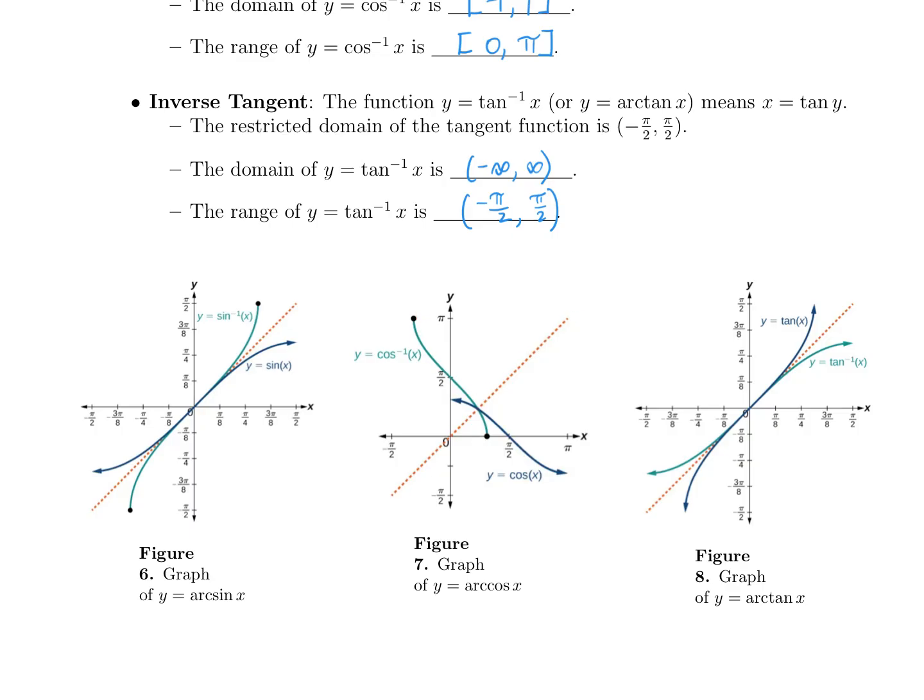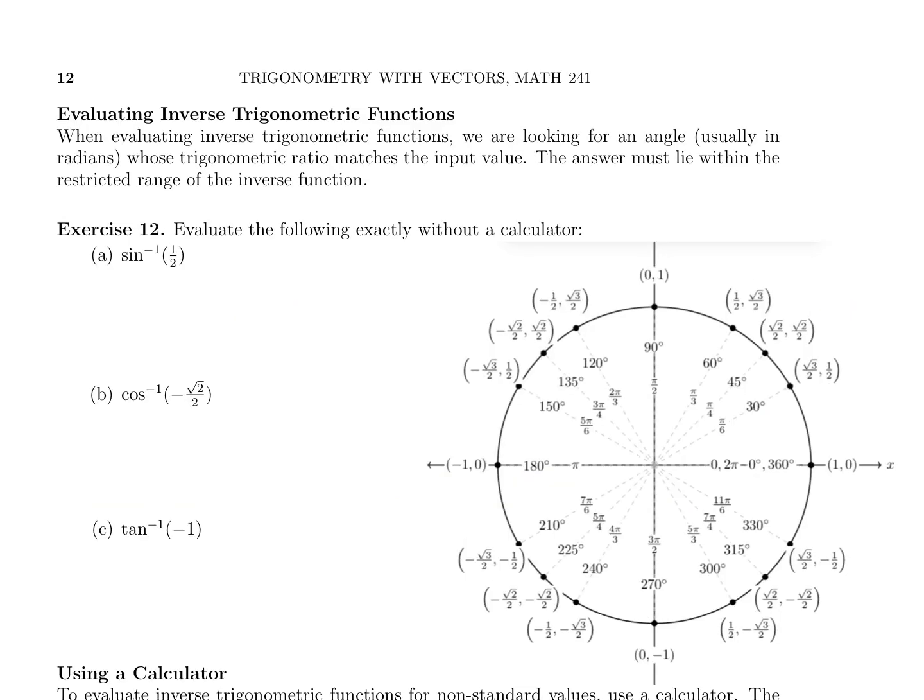And the tangent looks like this. The blue graph is your tangent function. And if you reflect that, the inverse becomes this green aqua looking graph here. Okay, let's move on to the next page.